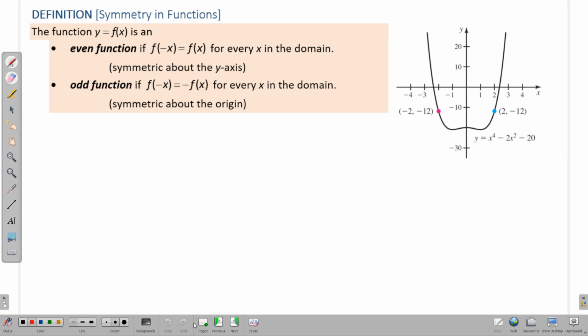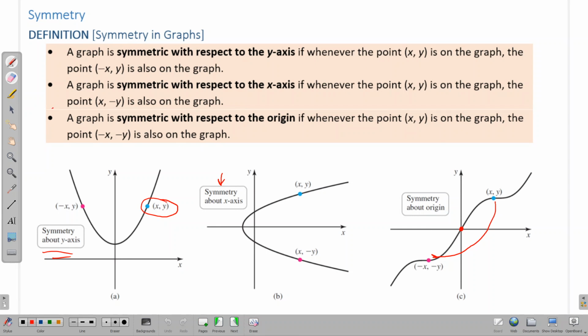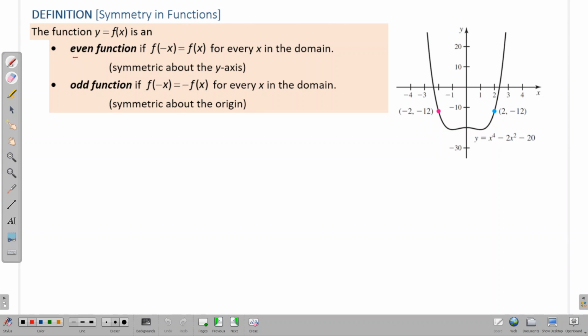Now, like I said, these are the two most common symmetries that we see, and we have another way of characterizing them, which is the concept of an even function and an odd function. So an even function is always symmetric about the y-axis, but another way to state that is f of negative x equals f of x, always.